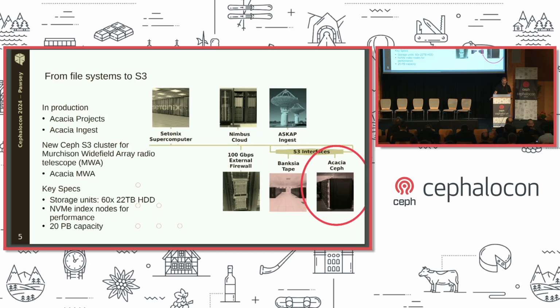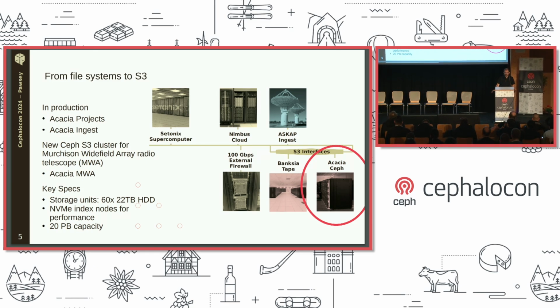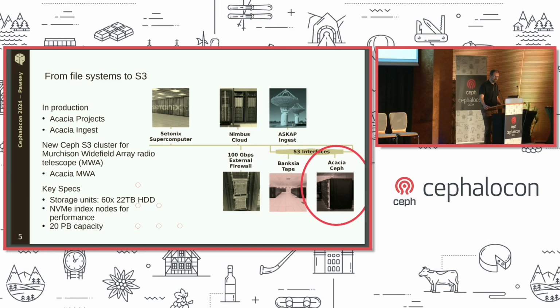In recent years, Pawsey has successfully shifted from mostly using cluster file systems to a central object storage system, with Ceph as a key component. We're continuing this system by adding a new cluster for NWA, which is a radio telescope project related to the SKA. On the left, you'll see the key equipment specs. The bulk of it is in what we call storage units, composed of 60 22 terabyte drives in a JBOD chassis attached to a head node.